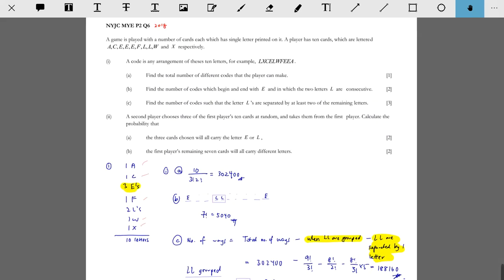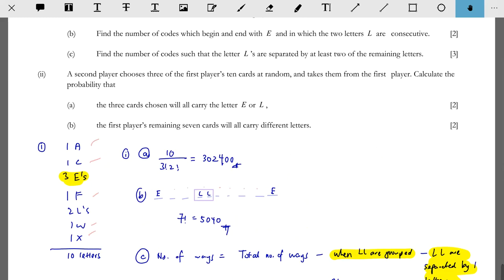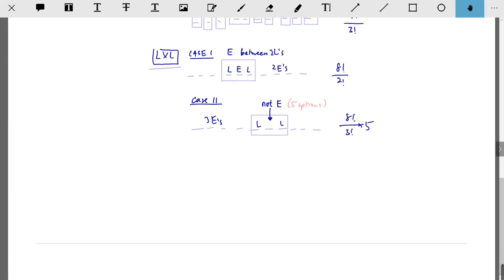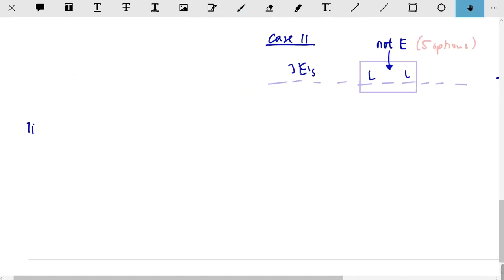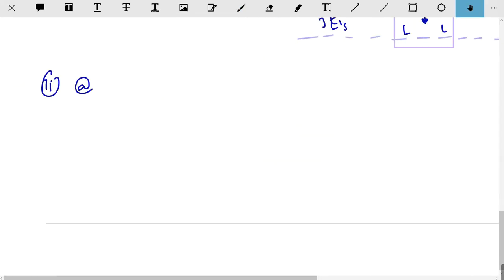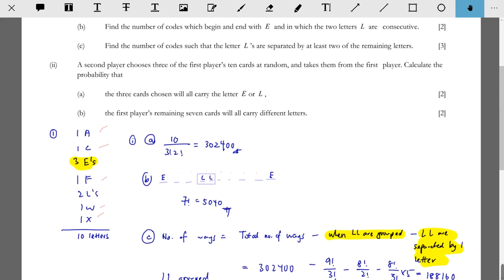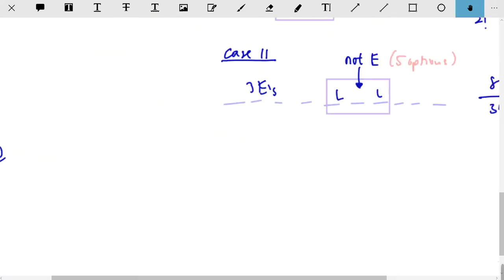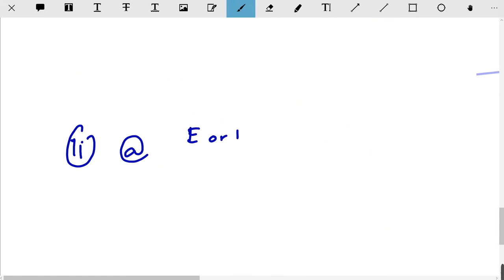So let's look at the second part. Second player chooses 3 cards of the first player's 10 cards, taken at random. Calculate the probability that the 3 cards chosen will all carry the letter E or L. Okay, that's pretty okay, I think. So you're looking at the required probability. You need E or L, right? So the subject now is whether you have E or L. So you group the E or L together, and then the non E or L.